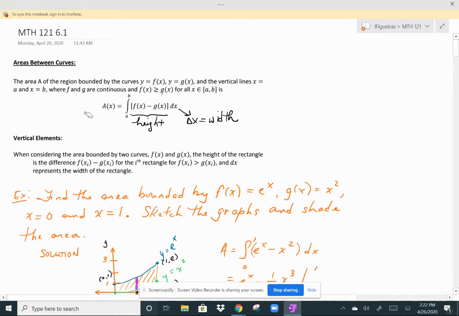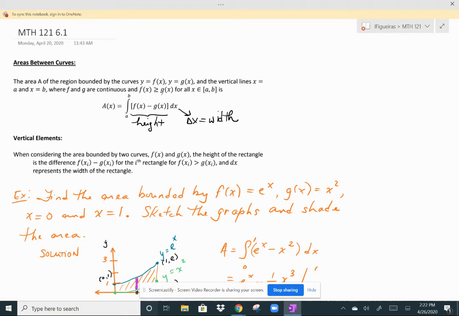So that's why it's important to know, when you're dealing with more than one function, which function has y values that are larger than the other, so that you know how to subtract your two functions in order to compute the height. Your height should always be the larger y value minus the smaller y value.